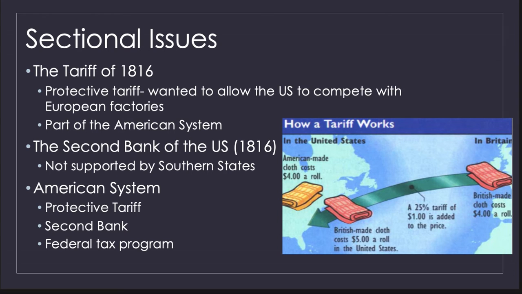So what other sectional issues do we see? First, we see the Tariff of 1816. Remember, tariffs are taxes on imported goods. That makes foreign-made goods more expensive because we have to pay a tax on them. This encourages people to buy American-made products. Now, the North, of course, is going to love tariffs because that makes their goods the ones that people want to purchase. It is this encouraging of American manufacturing.